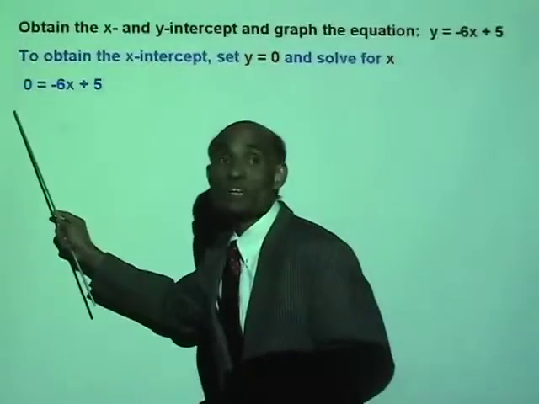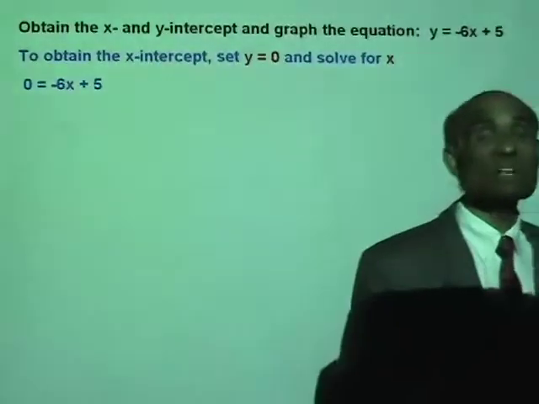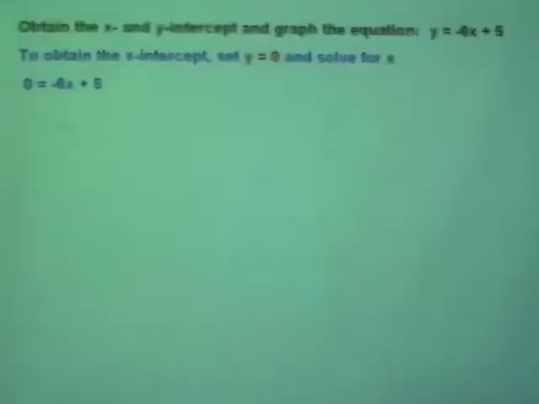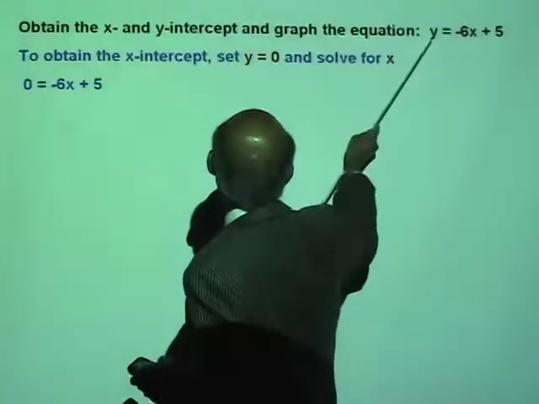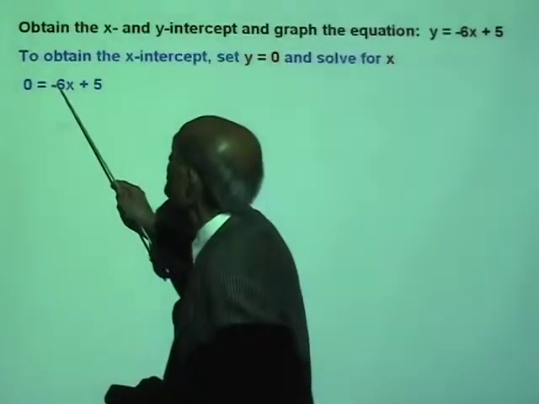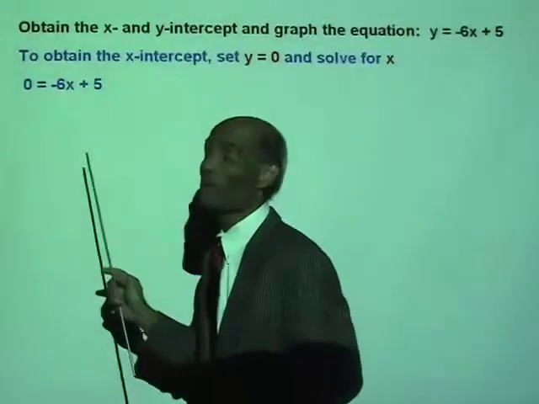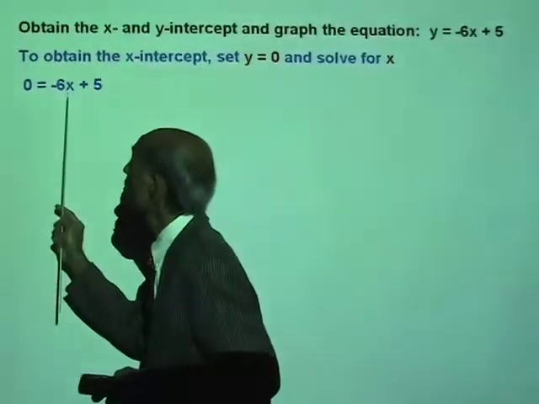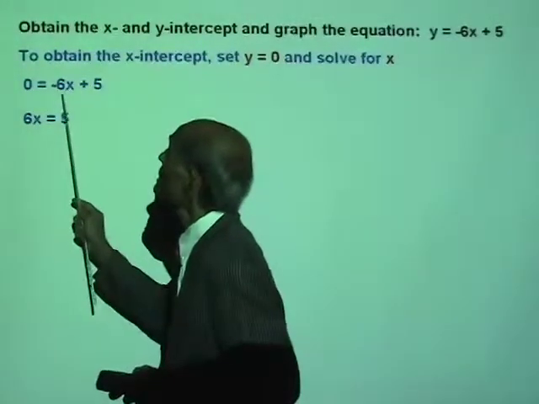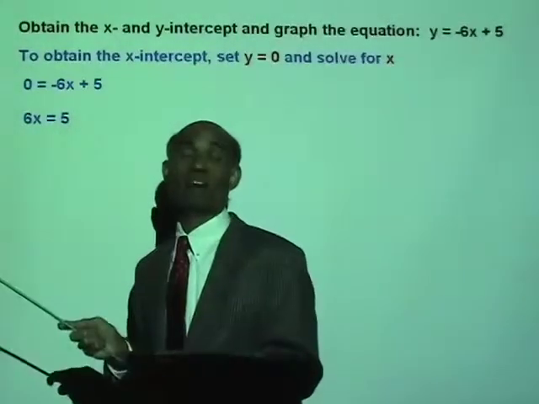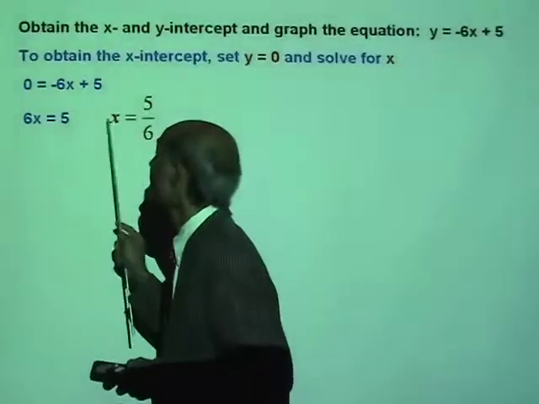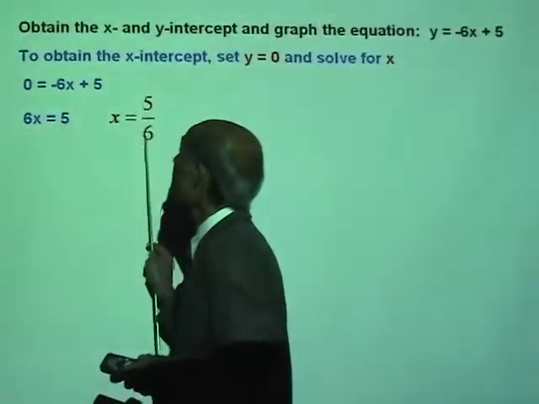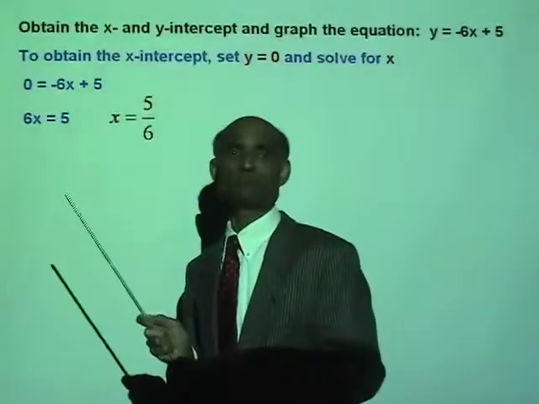Obtain the x-intercept, set y equal to 0 and solve for x. That gives me 0 equal to -6x plus 5. Can you solve that equation? We set y equal to 0, so 0 equal to -6x plus 5. Alright, we can move the -6x to the left. That gives me positive 6x equal to 5. And to solve for x, divide both sides by 6. That gives me x equal to 5 over 6. You can understand that now.